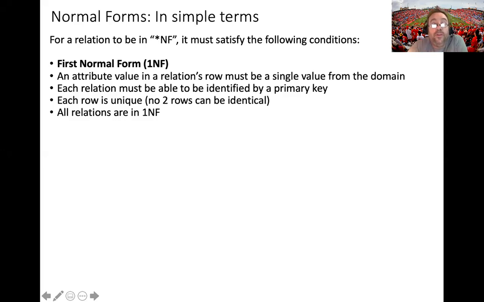Each row is unique, so no two rows can be identical, and if all the relations are in 1NF, then our environment is in first normal form. I don't think there's any problems with that. I think we all get that, and that's fine.